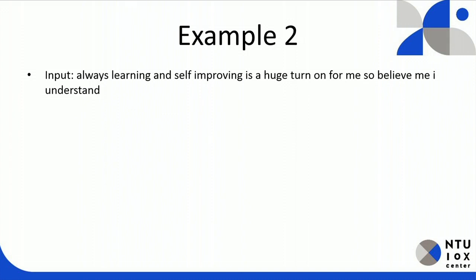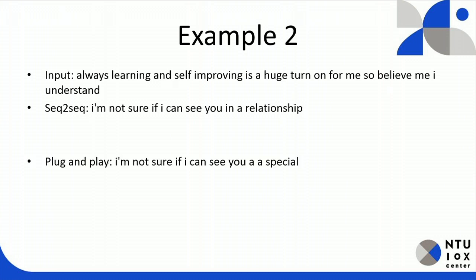Here is another example. The input is, always learning and self-improving is a huge turn-on for me. The sequence-to-sequence model says, I'm not sure if I can see you in a relationship. So the user will be very unhappy if he or she sees this response. For plug-and-play, as I have mentioned, plug-and-play doesn't work. It usually generates very ridiculous sentences with lots of grammatical errors. So it outputs something like, if I can see you special, and I'm not sure what it wants to say. And for CycleGAN, it just removed not, so it says, I'm not unsure if I can see you in a relationship. This sentence is kind of weird.